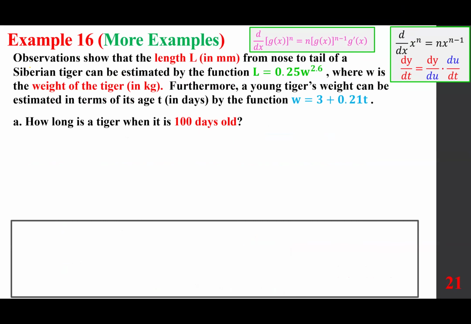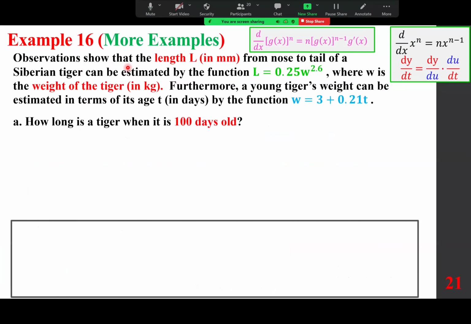You remember this question was done last time. Observations show that the length from nose to tail of a Siberian tiger is given by this equation: L equals 0.25 W to the power of 2.6, where W is the weight of the tiger in kilograms. Furthermore, a young tiger's weight can be estimated in terms of its age t in days by the function W equals 3 plus 0.21t. And so how long is the tiger when it's 100 days old? Well, length is a function of the weight. Weight is a function of the time. If you replace the weight with this, L becomes a function of t, and you have the answer.